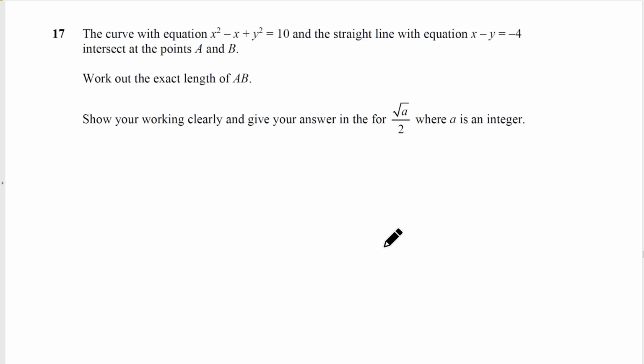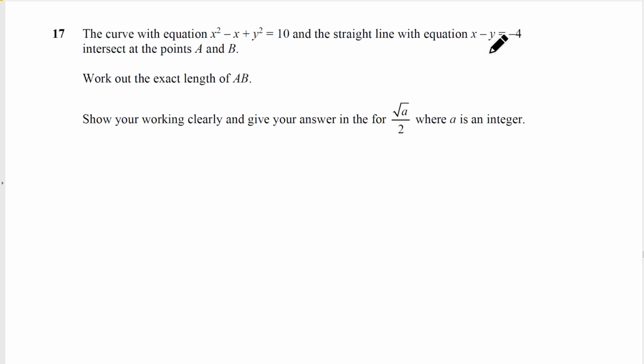Work out the exact length of AB. Show your working clearly and give your answer in surd form. Okay, so this is a circle type graph, a line goes through it, and you just need to solve that. So what are we going to let? We're going to substitute, so you can let x equal something or y equal something.